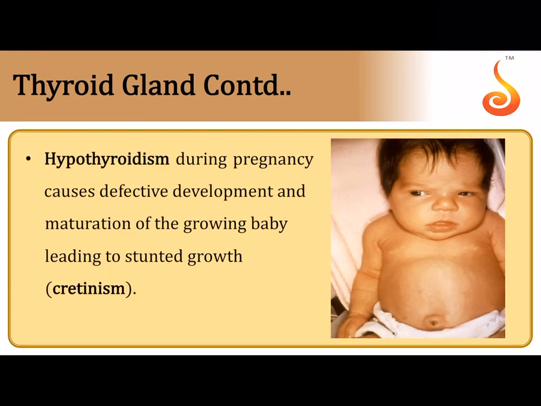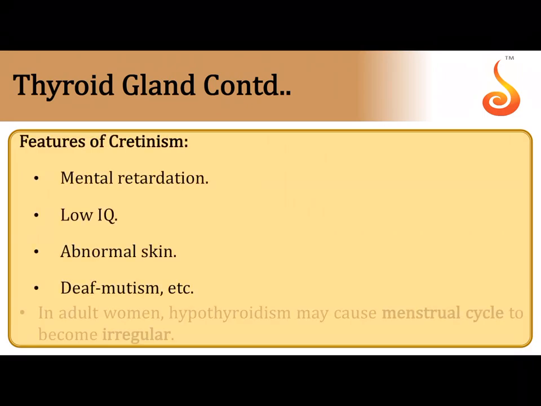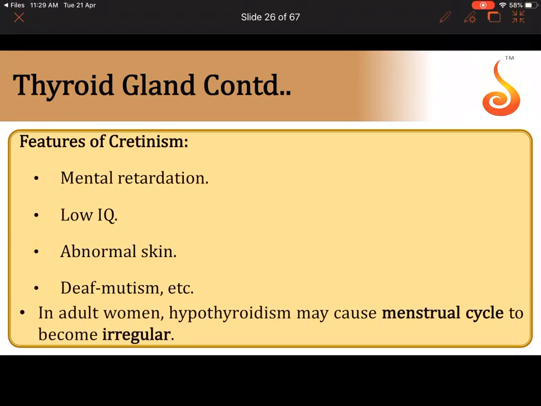And if the mother is hypothyroidic during pregnancy, then she will give birth to a child who is suffering from cretinism. What are some of the features of the child suffering from cretinism? There is mental retardation, deaf mutism, abnormal skin, low IQ. In adults, hypothyroidism can result in derangement of the menstrual cycle, where the menstrual cycle becomes irregular. This is mostly in adult women who are suffering from a condition referred to as hypothyroidism.